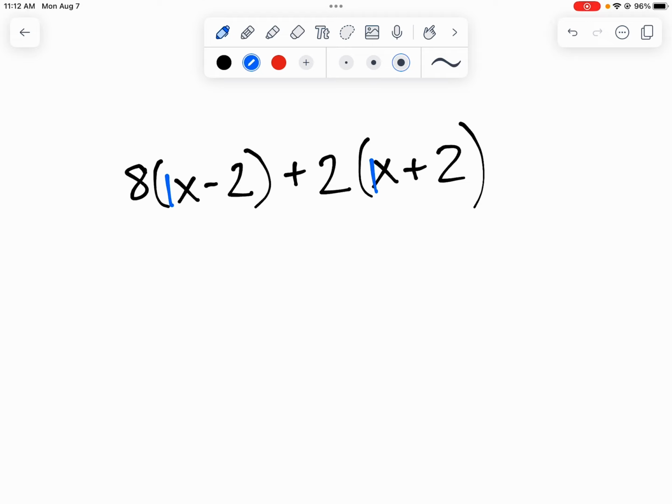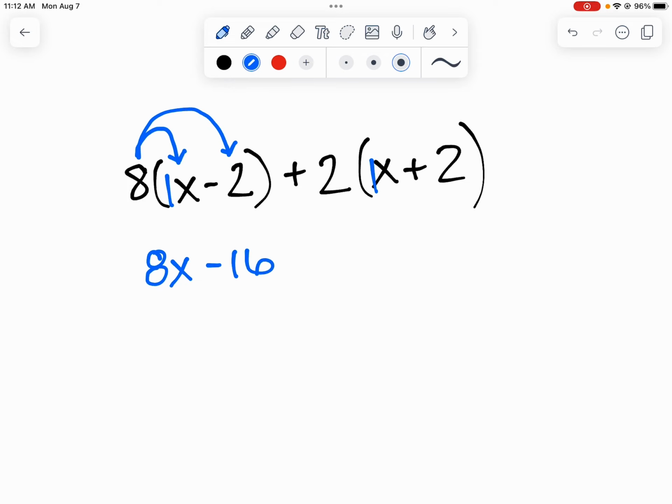So we're going to do 8 times 1x. So 8 times 1 is 8, and then make sure you keep your x. That's one mistake I always see. You don't want to forget that x. And then we're going to do 8 times negative 2. 8 times negative 2 is negative 16.